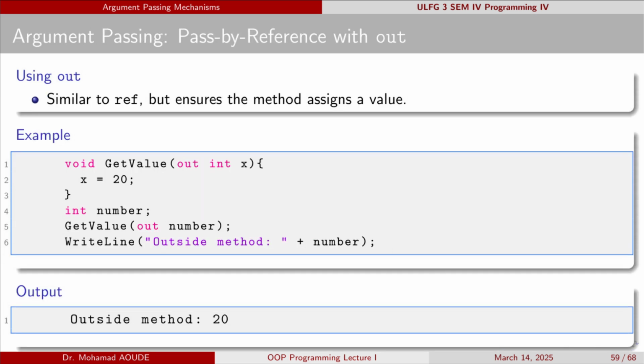The out keyword is similar to ref, but with a different intention. With out, the variable doesn't need to be initialized before being passed. However, inside the method, you must assign a value before exiting. It's perfect when you want a method to generate and return a value back to the caller.